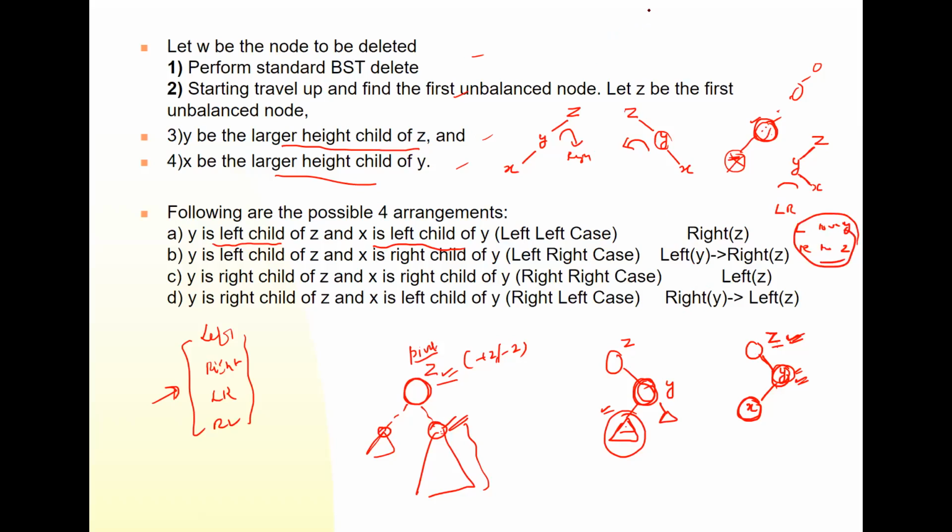The fourth category can be that z's larger height child is towards the right, but the larger height child of y is towards the left, at x. In that case, this is right and left. RL rotation will be there. First the right rotation will be about y, then the left rotation will be about z. This is a double rotation, just like we did in the insertion part.